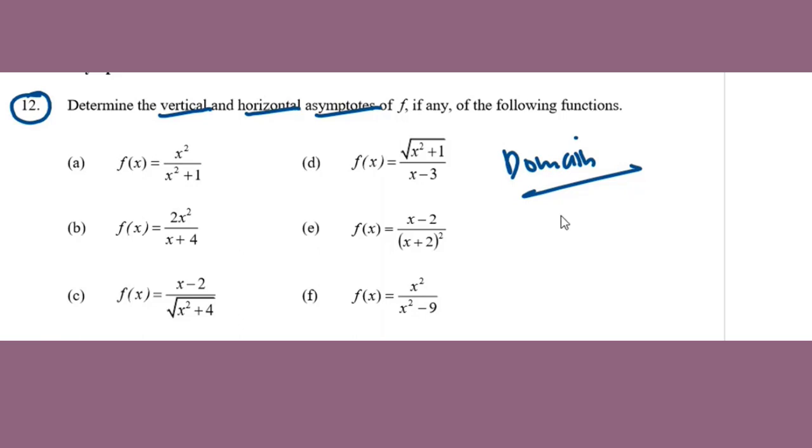So whatever is not included in the domain, maybe consider, check, it may become a vertical asymptote. Okay. What I said, when x is real numbers, then there is no vertical asymptote. Okay, no vertical. But maybe there is a horizontal one. So all number 12 uses the same procedure.